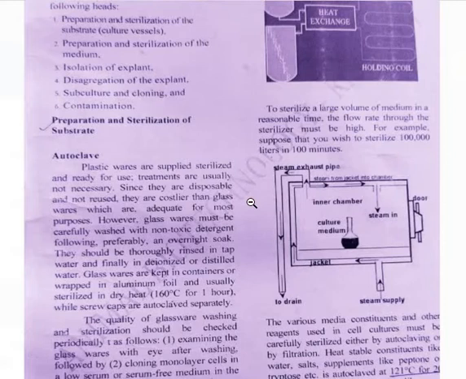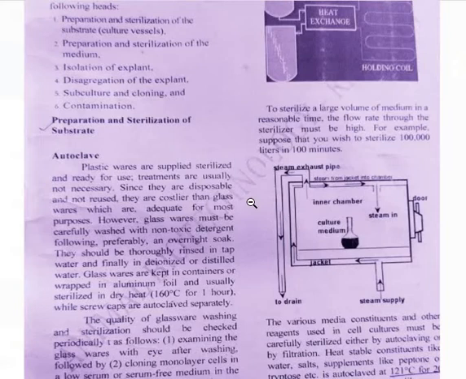Then all the things you are going to use for the animal cell culture have to be sterilized, whether it is a media, a flask, a pipette, a test tube, or a measuring cylinder. Anything else you are going to use for the particular animal cell culture has to be thoroughly sterilized. 121 degrees Celsius for 15 minutes is compulsory. You have to follow this while doing all animal cell culture.